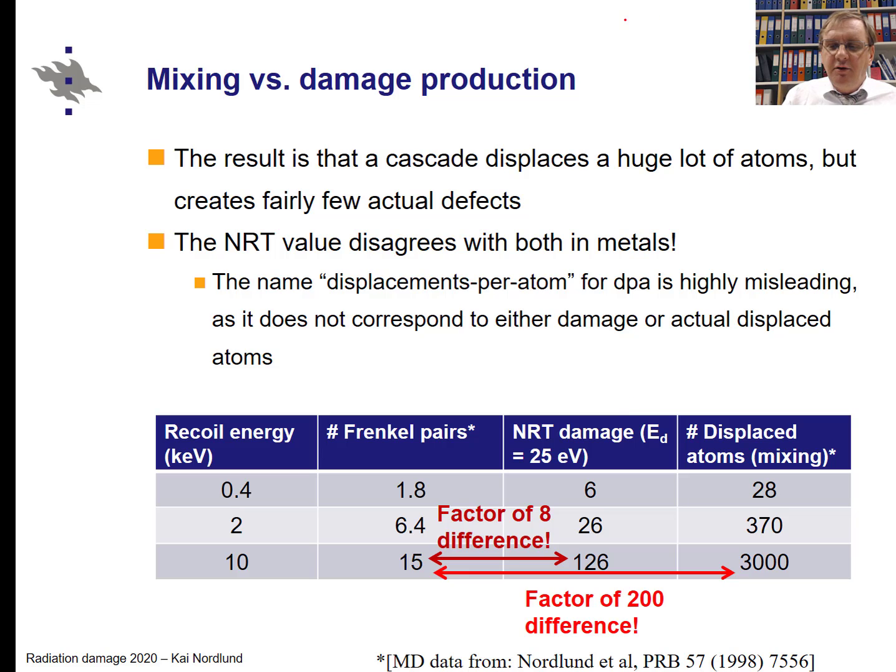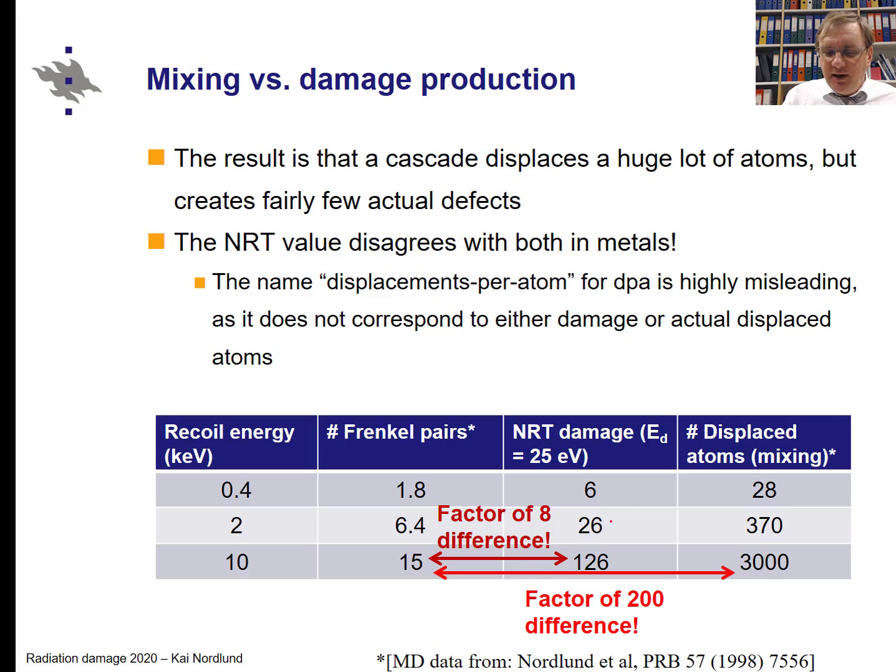And so you see that the cascade actually displaces a huge lot of atoms, even though the actual defect production is quite small. And this NRT prediction disagrees with both quantities. You would imagine that displacements per atom means this number of atoms which are replaced, and originally people maybe thought so, but in fact it's very far from it.